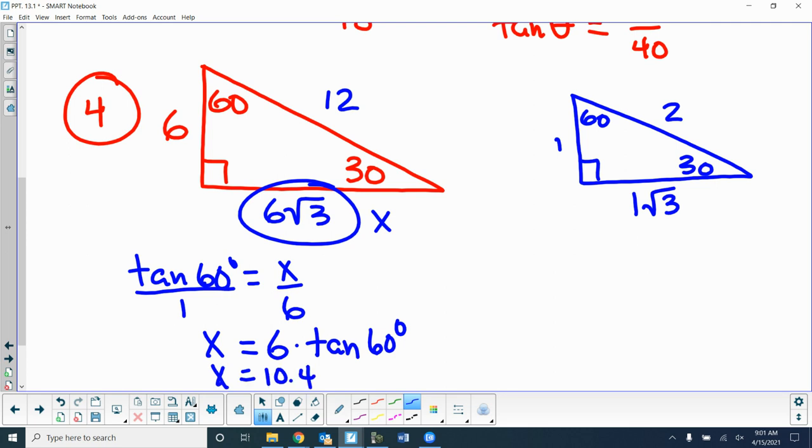You're not wrong. But I wouldn't do it that way. That takes longer than just multiplying 6 times the square root of 3 and writing it out. I will accept 6 times the square root of 3. I would prefer 6 times the square root of 3, actually. Does that make sense? Any questions?